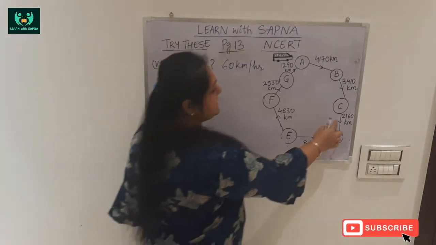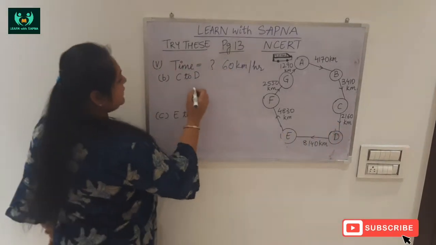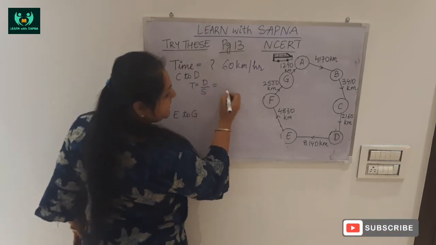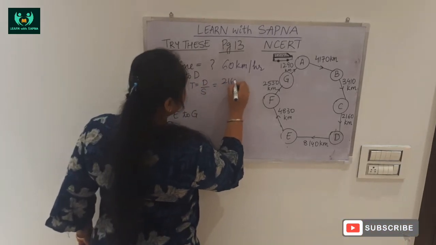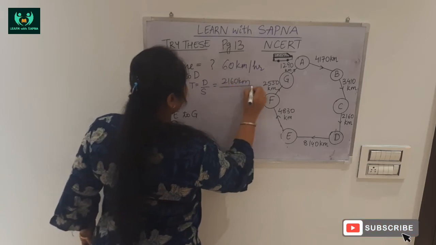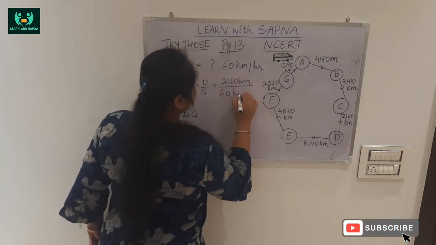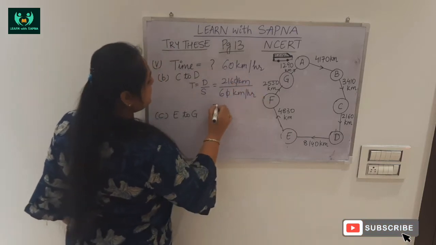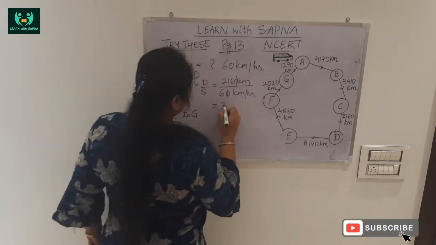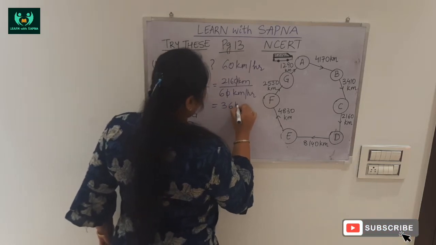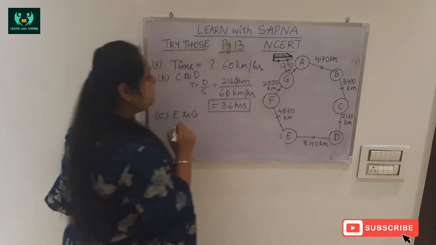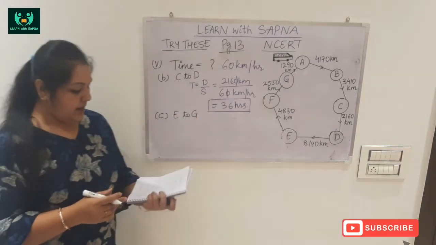C to D का हमारा distance कितना है? 2160. So time is equal to distance upon speed. That means 2160 kilometer divided by 60 kilometer per hour. 0 goes with 0 and 216 divided by 6 will be 36 hours. So this is your answer for B part, 36 hours.